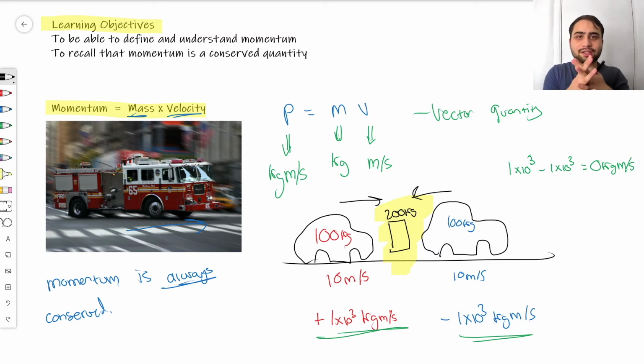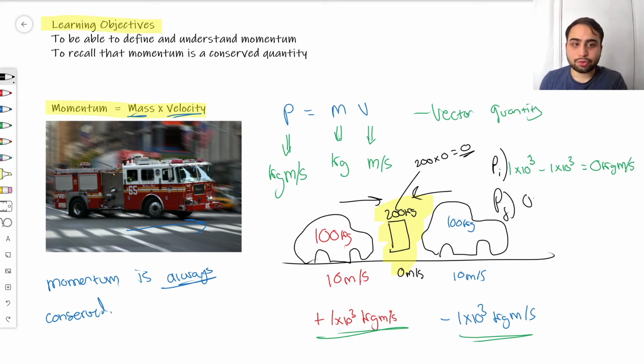They've crashed into each other and cancelled each other's momentums out, so the block is just sitting there. So this is sitting at 0 meters per second. Now, what is the momentum after my collision? Well, that's just 200 multiplied by 0, which is 0. So now, let's say this was P initial, momentum initial, and this is P final, momentum final. This is also 0 kilogram meters per second. So I hope you can understand now why momentum is always a conserved quantity.